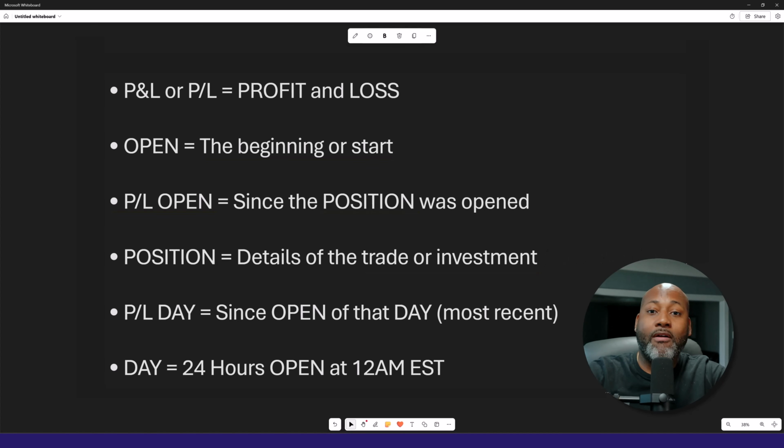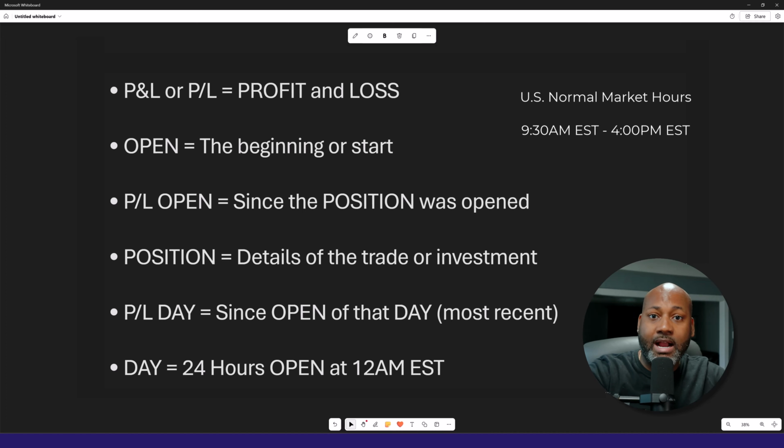Before we discuss P/L day, there are some things you need to understand about the U.S. stock market. Even though there's trading that happens 24 hours a day, there's normal market hours. So normal market hours of a trading session is between 9:30 a.m. Eastern Standard Time to 4 p.m. Eastern Standard Time. That's normal market hours.